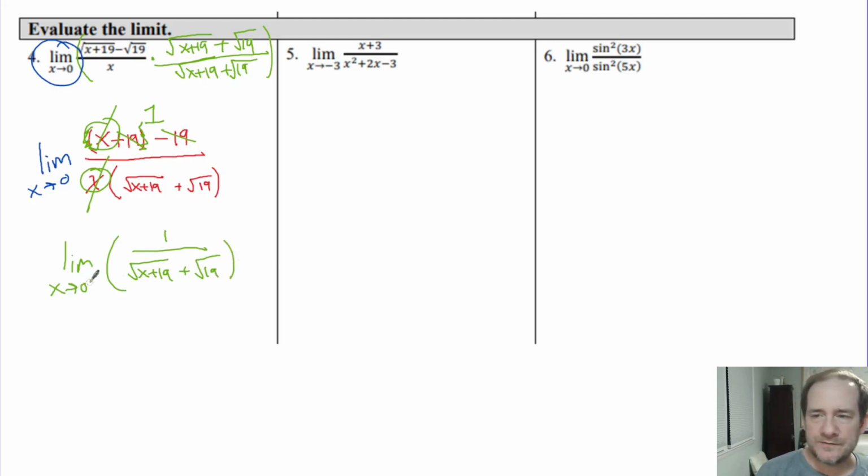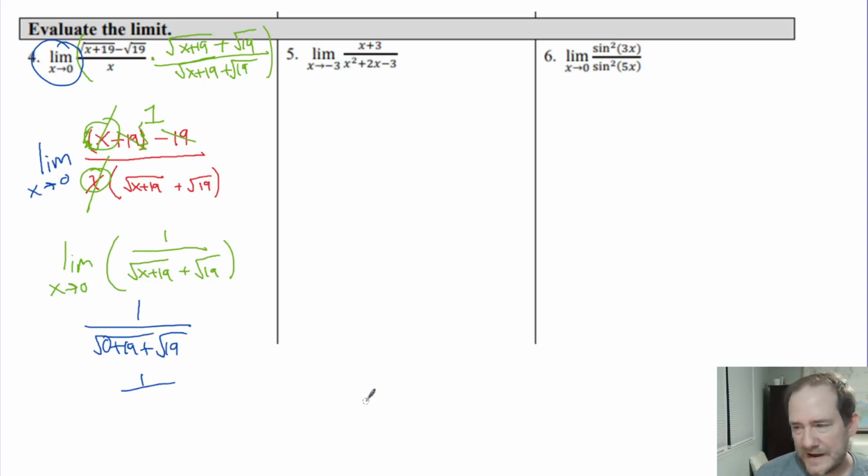And at this point, you can plug in 0, because plugging in 0 now doesn't give you 0 over 0 anymore. So finding the limit by just plugging in is now a valid strategy. So I'm going to plug in, which means I now don't write limit anymore. I get 1 over root 0 plus 19 plus root 19. That's a radical, that's a radical. That's 1 over root 19 plus root 19.